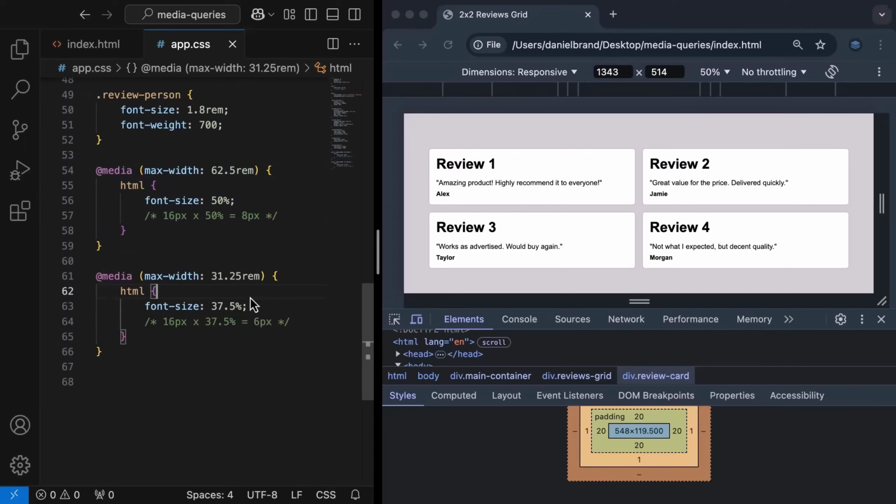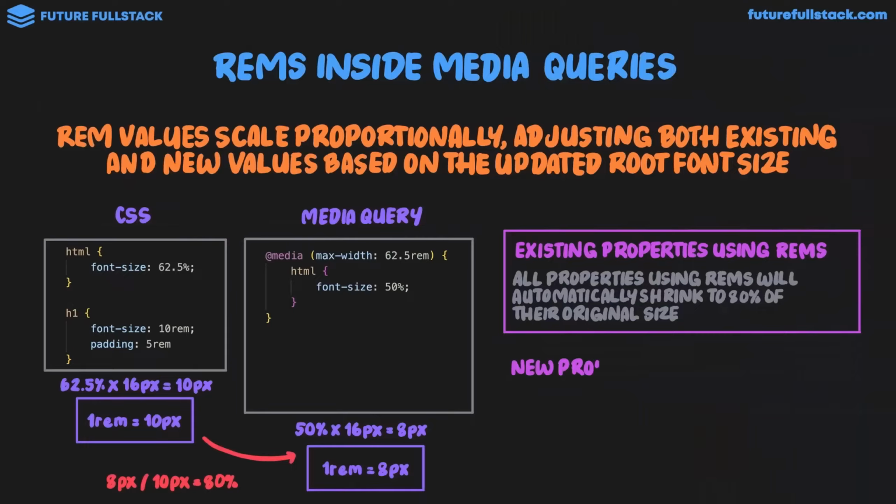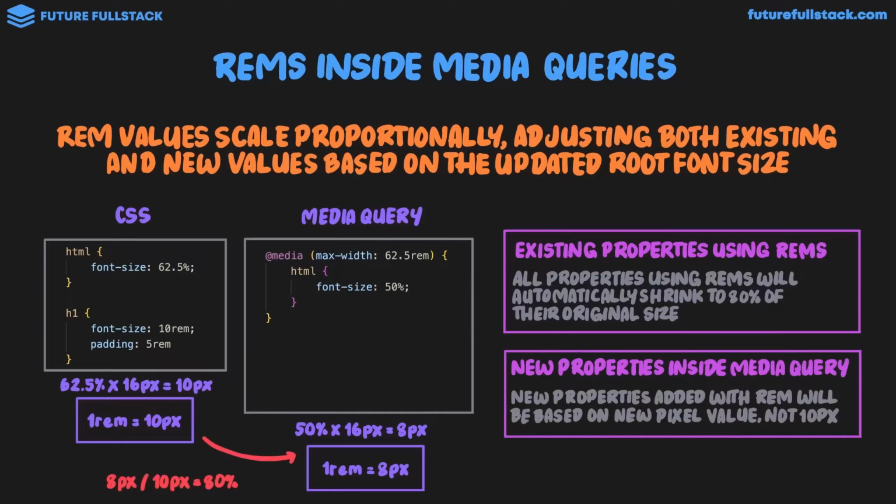So that's all about existing properties. So let's now talk about using new properties inside a media query. So we'll now be taking a look at new properties inside media queries. New properties added with rem will be based on the new pixel value, not 10 pixels. So let's see what I mean by this.